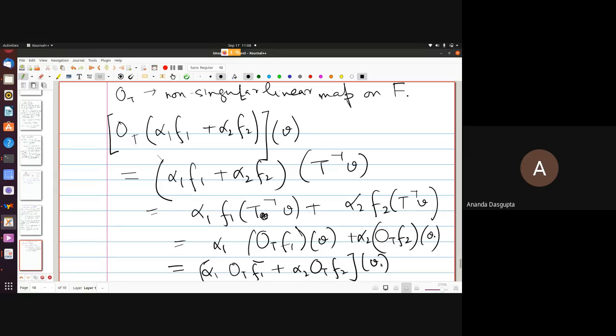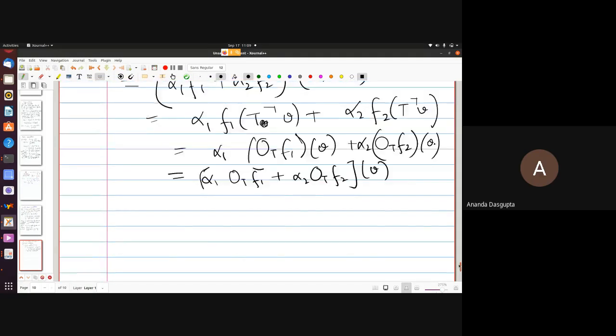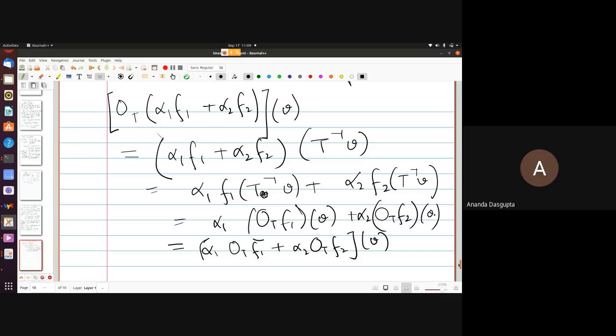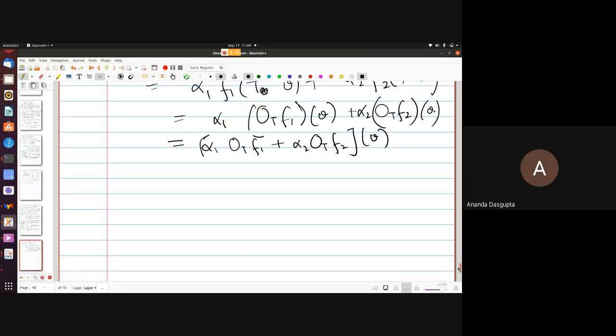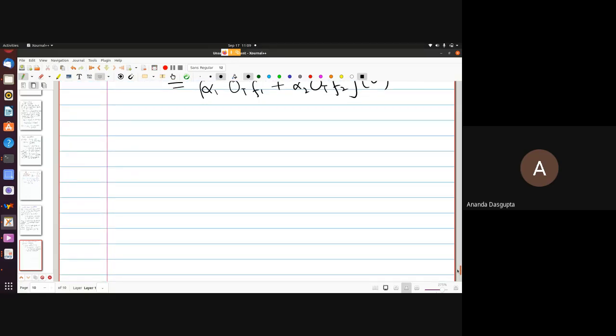Since this is true, I've used the definition of linearity of functions twice. Once when I broke this up, and then when I put this back together. Since this is true for all V, you must have OT of alpha 1 F1 plus alpha 2 F2 equal to alpha 1 OT F1 plus alpha 2 OT F2. So linearity is established. That's fine. What about non-singular?